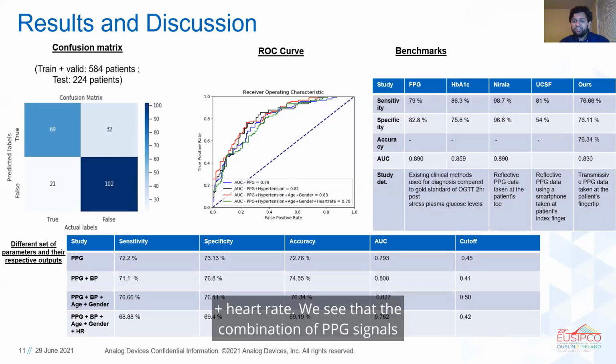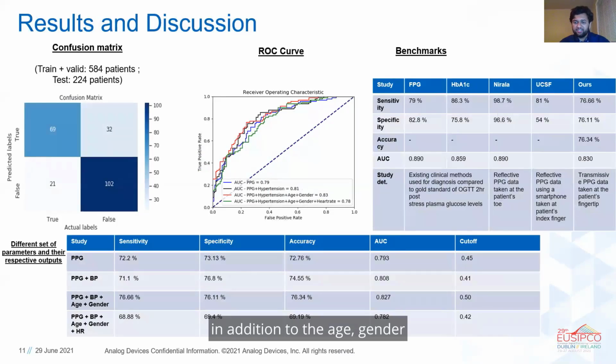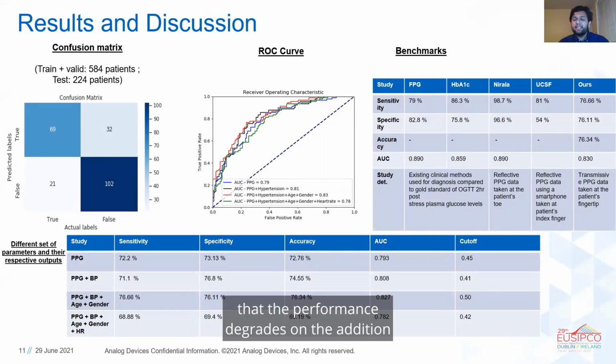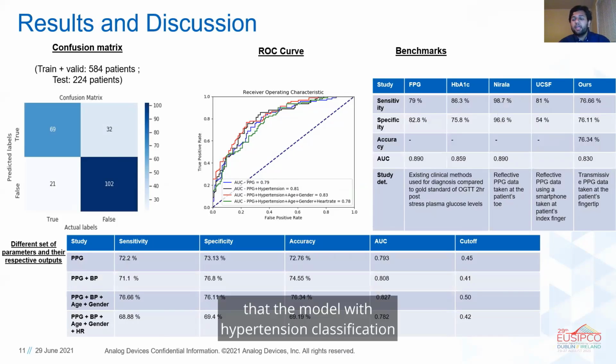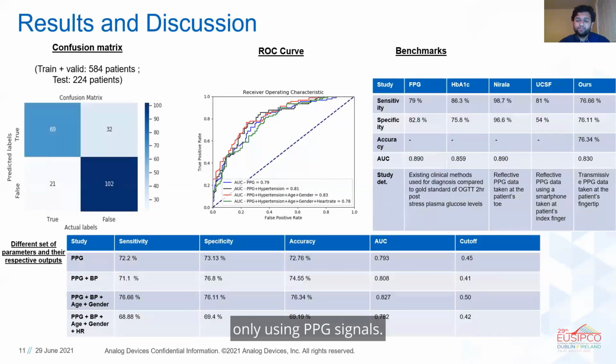We see that the combination of PPG signals in addition to the age, gender, and hypertension classification parameter gives us the best results. It can also be seen from the tabulation that the performance degrades on the addition of heart rate to the best performing model. This indicates that the model gets confused on the addition of heart rate. It can be keenly understood from the table that the model with hypertension classification as an additional input along with the PPG signals perform relatively better than the model built only using PPG signals.